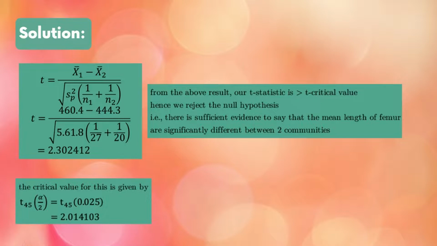Using the formula for the T statistic, we arrive at the result T is equal to 2.302412 and our critical value is given by 2.014103. From the above result, our T statistic 2.302412 is greater than our critical value 2.014103. Hence, we reject the null hypothesis. This means that there is sufficient evidence to say that the mean length of femur are significantly different between the two communities.